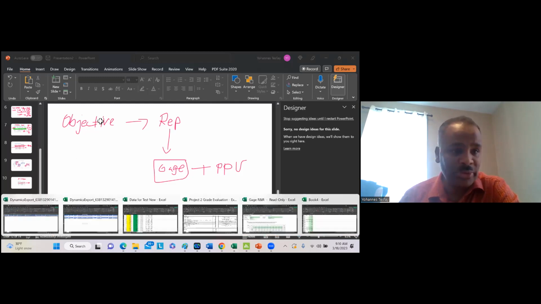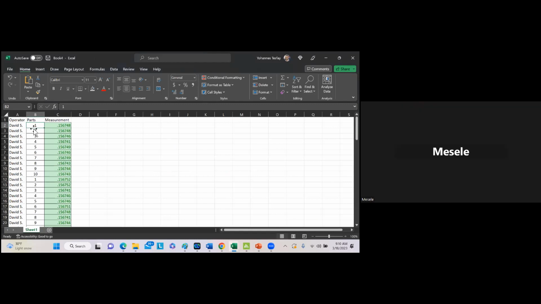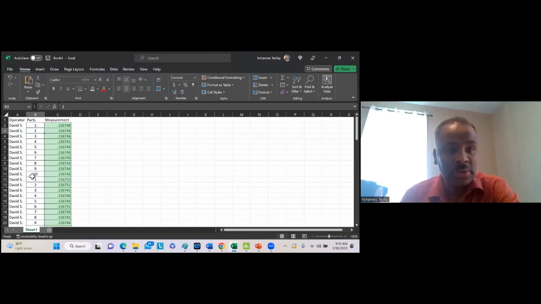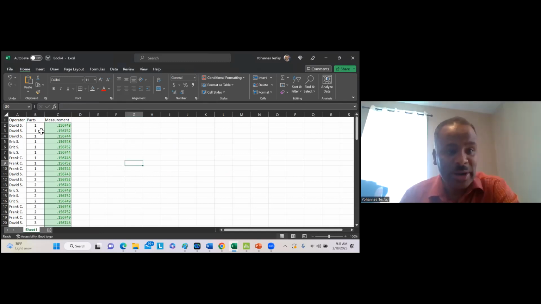I can do some more calculation. So I'm going to do it like this. These are the parts. But how many parts do I get? One is measured how many times? 3 times, isn't it? Yeah, 3 times. One is measured 3 times. So now let's take, just like that, this is part 1.